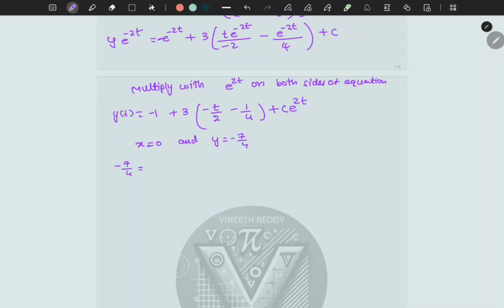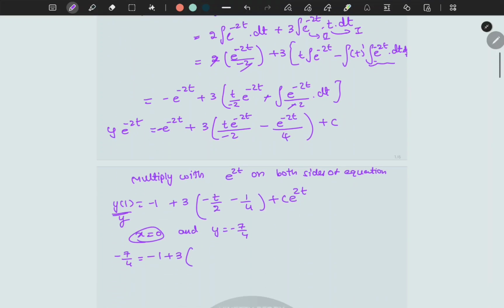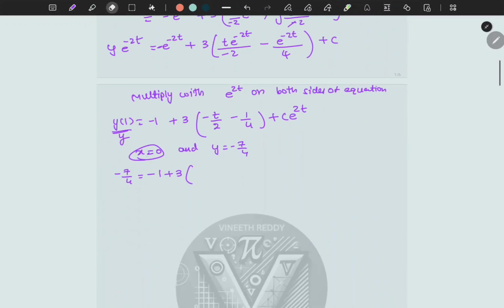Now this is not y of 1. This is y into 1. Simply this is y. Okay. So we get minus 1 plus 3 into. Okay. When x is 0 in this equation, we'll do one thing.